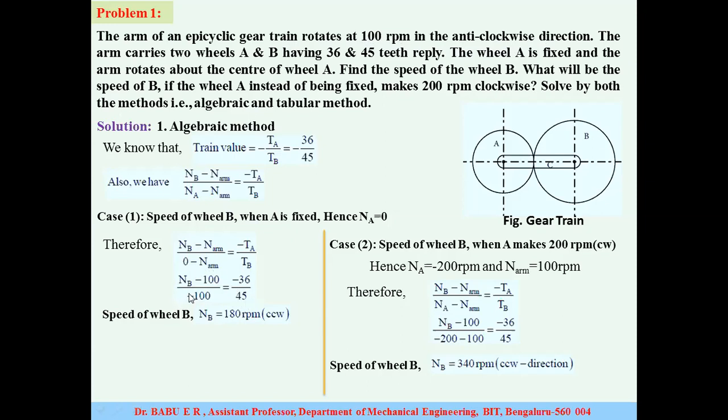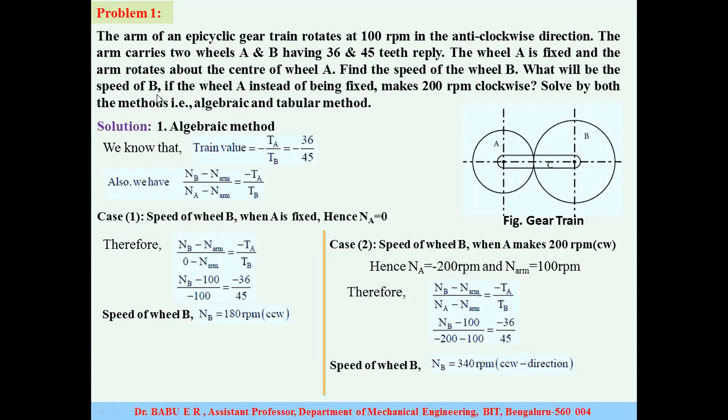You solve this, so we will get the speed of gear B. Nb equals 180 rpm. So we'll get a positive value. If it is positive, then the direction of rotation will be counterclockwise. So that is case A. We have one more case.